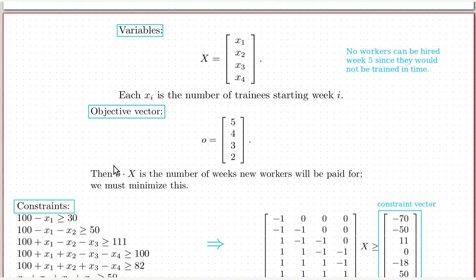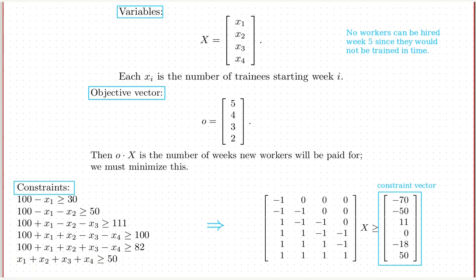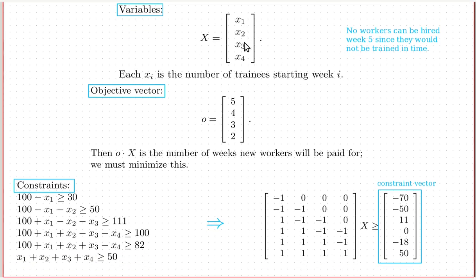Okay, let's see. So this is the formalization, how we set it up formally. As I said, there's going to be 4 variables representing how many new workers are hired during each of the first 4 weeks of the training session. The objective is to minimize the number of weeks that the workers will be paid for during the training period. So the number of people hired during week 1 are going to work for 5 weeks, and people hired during week 2 work for 4 weeks, and 3 weeks, and 2 weeks. So this vector, I'll call it O for the objective vector, O dot X tells us the total number of weeks the trainees will be working for during this training period.